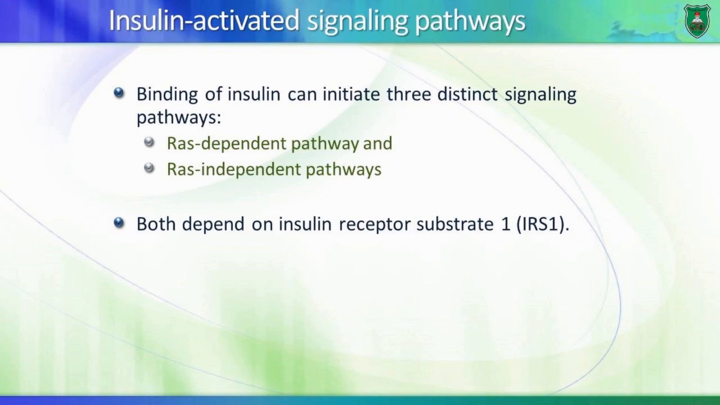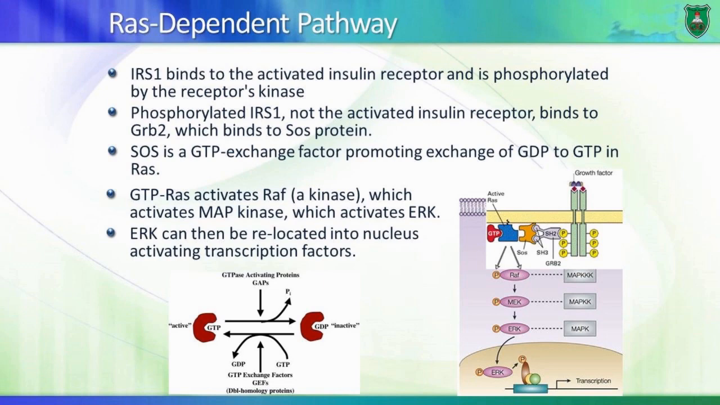Now, both of these pathways, whether RAS dependent or independent, depend on the IRS1, the insulin receptor substrate 1. So that's the RAS dependent pathway. What happens is insulin binds to the receptor, again, dimerization, autophosphorylation, and that allows for interaction with a molecule like GRB2 right here. Now, GRB2 binds to the receptor. Actually, it binds to the IRS1, and then it binds to GRB2. Okay, so it's not shown in this figure. So IRS1 and then GRB2.